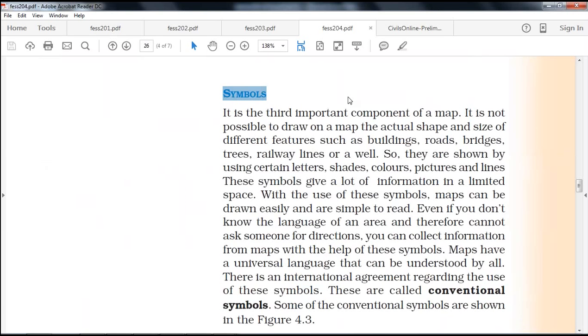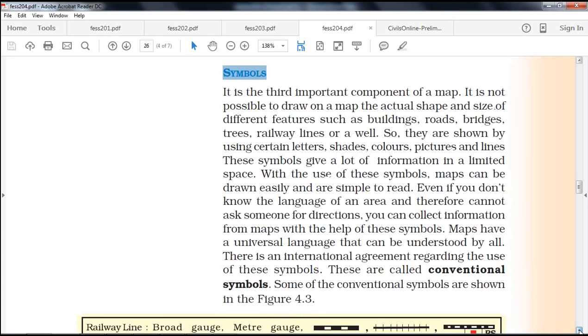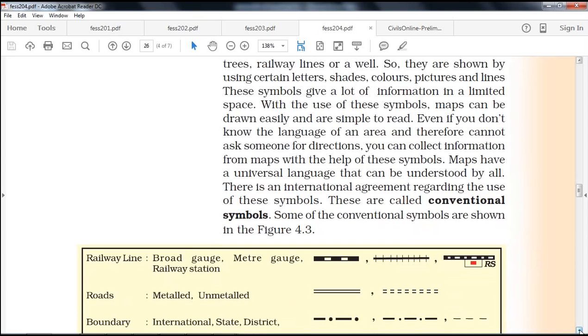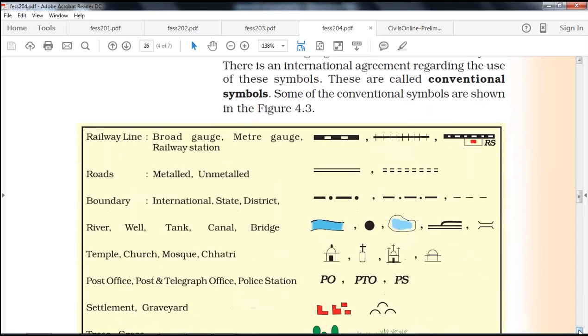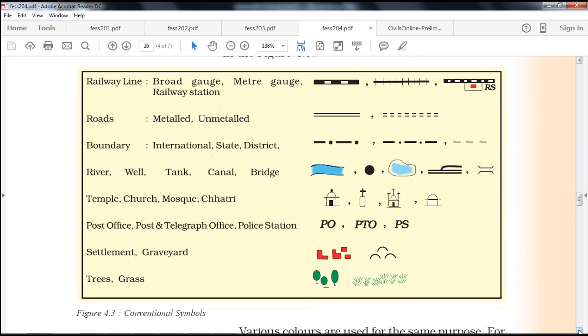If you write something instead of using symbols, there can be a language problem. If you are from a different language, you are not able to read such maps. So if simple but international symbols are used on the map, everyone will be able to identify those symbols and what objects they represent. These are called conventional symbols. These are agreed throughout the world. Some conventional symbols which are used in the maps are given.